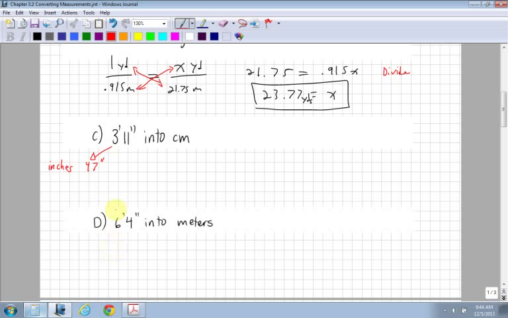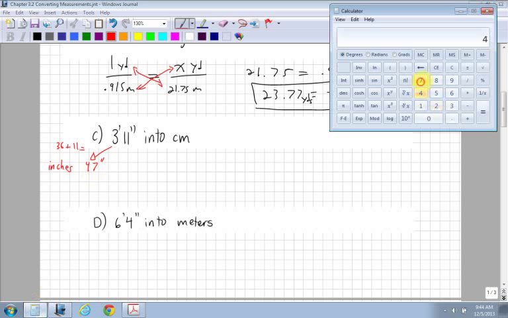Okay, see how I did that? So 3 feet was 36 inches, plus the 11 inches I had here, which equals my 47. Okay. Similarly, if I was going from 47 inches, I would look at 47. I would divide it by 12, and I get 3.91666 something.